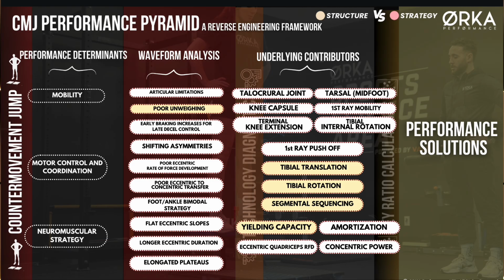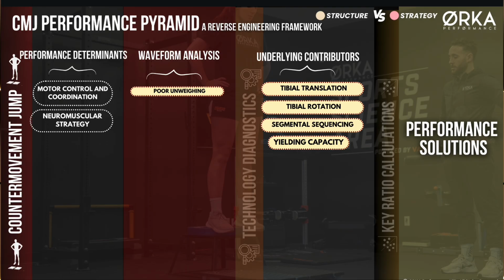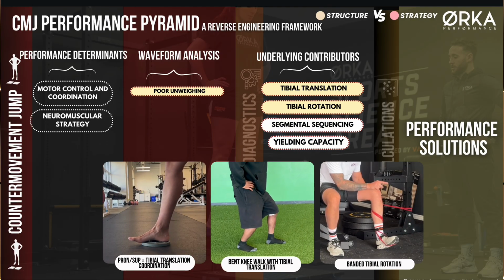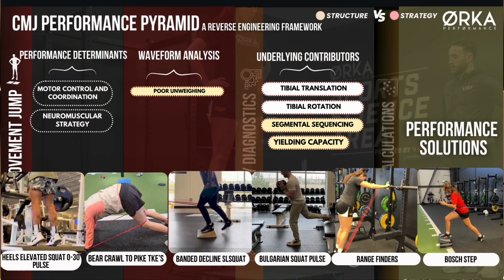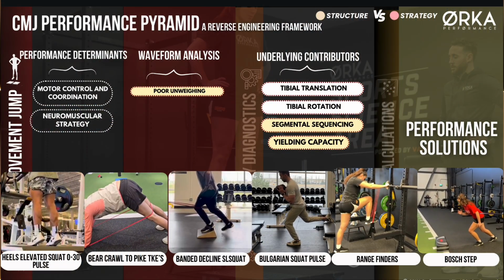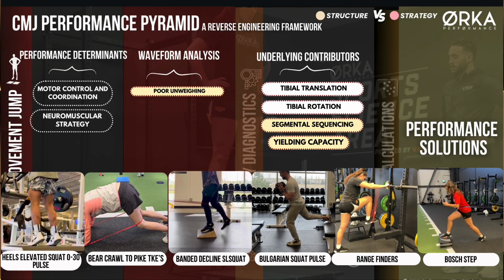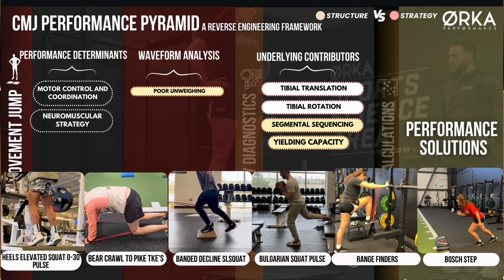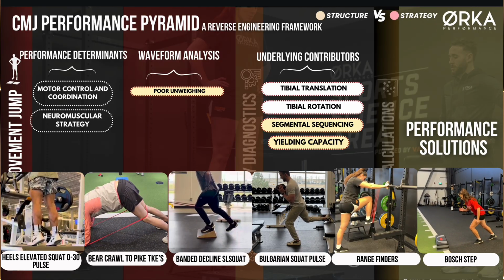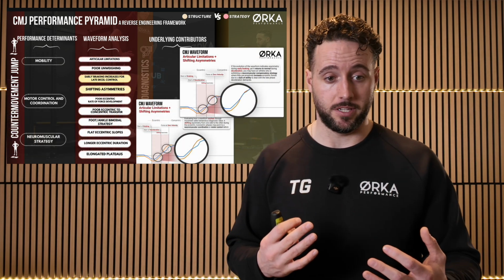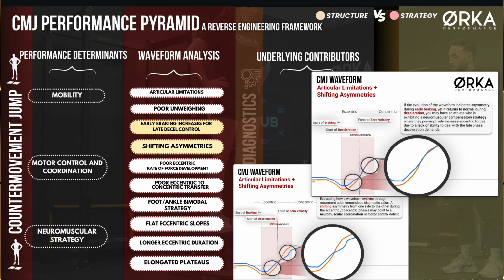So if we're having that through poor onweighting, and we feel like it's tibial translation or tibial rotation, there's going to be some things that we pull on to address for that athlete with those two contributors. If it's more segmental sequencing or yielding, there's going to be some drills that we pull on for that athlete as well. Bear crawl to pike, terminal knee extensions, banded decline squats, Bulgarian pulses, range finders, Bosch steps, Bosch variations. Lots of options we can pull on there. If we have these shifting asymmetries that are at play, whether or not it's this preemptive increase in force to deal with the late decel forces or this shift that goes from the eccentric to concentric phases.